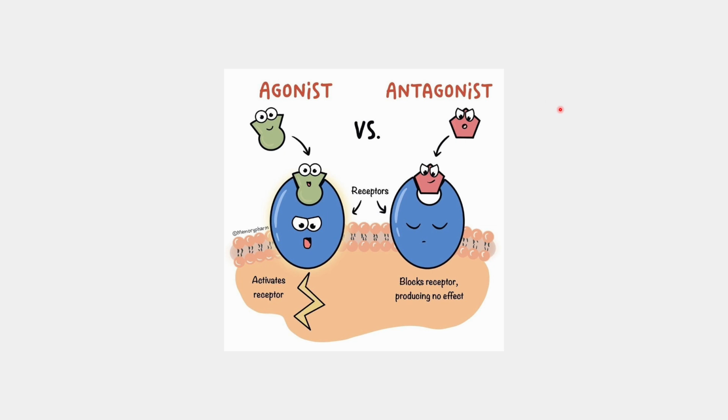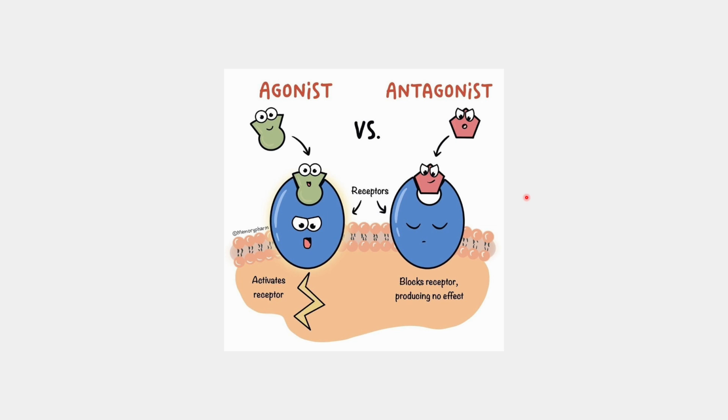Here's what this looks like. So let's first focus on agonists. As you can see, an agonist is a type of chemical or molecule that will come and actually bind to the receptor and mimic the action of the naturally occurring neurotransmitter. Whereas an antagonist actually comes and blocks the receptor's gate. It won't allow anything to come into its channel, and it produces no effect.